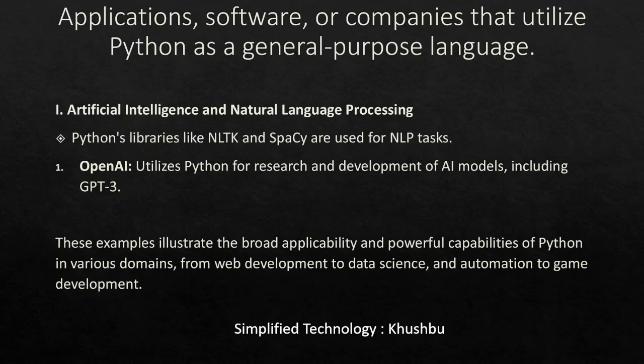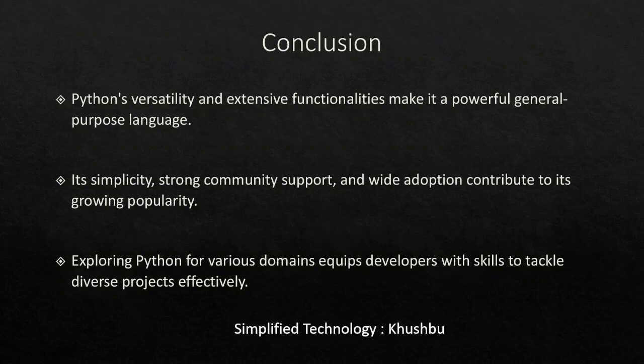These examples illustrate the broad applicability and powerful capabilities of Python in various domains, from web development to data science and automation to game development, etc. In conclusion, Python's versatility and extensive libraries make it a powerful general purpose language. Its simplicity, strong community support, and wide adoption contribute to its growing popularity. Exploring Python for various domains equips developers with skills to tackle diverse projects effectively.